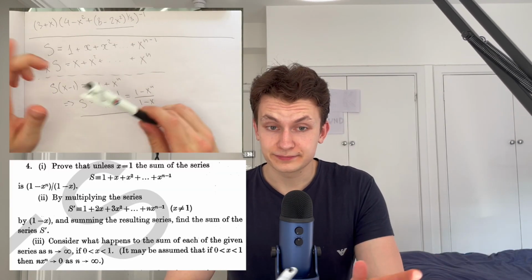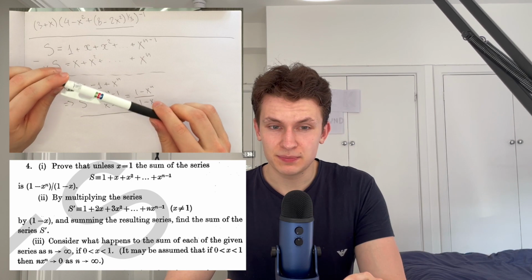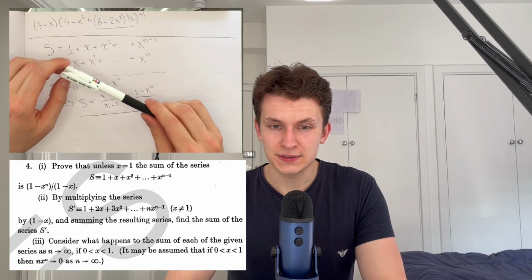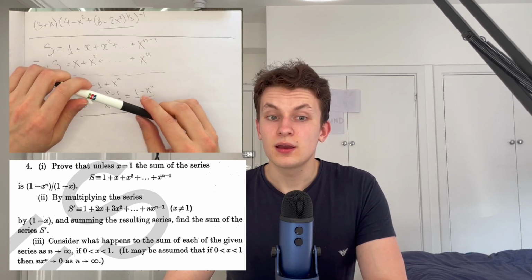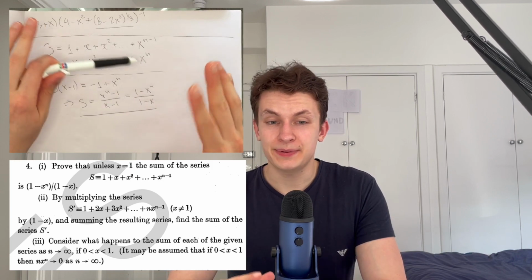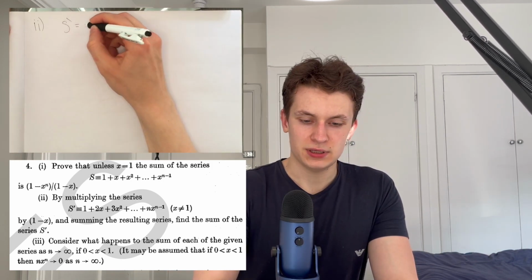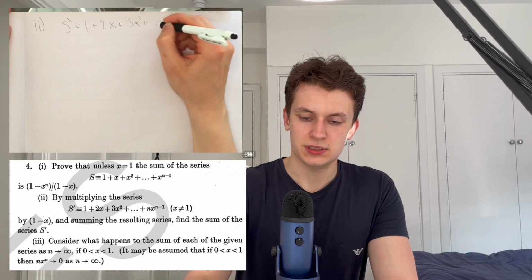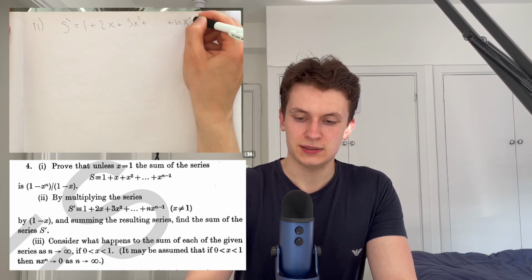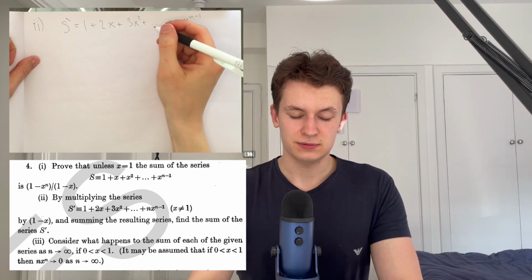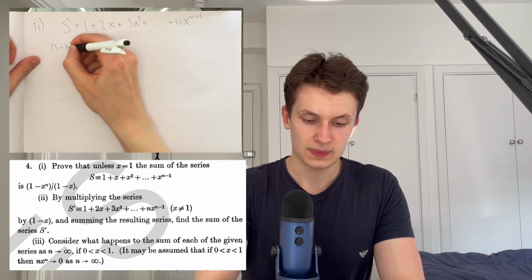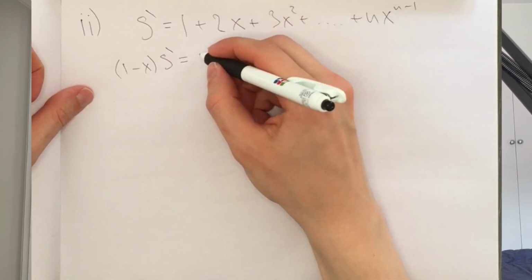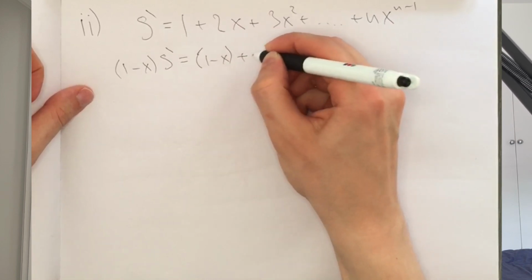So, part 2. By multiplying the series by 1 minus x and summing the resulting series, find the sum of the series S prime. Right, so this is slightly complicated, but they give us a hint. So S prime is 1 plus 2x plus 3x squared plus, and so on, plus nx to the n minus 1. Now they tell us to multiply it by 1 minus x. So we will see something like this happening.